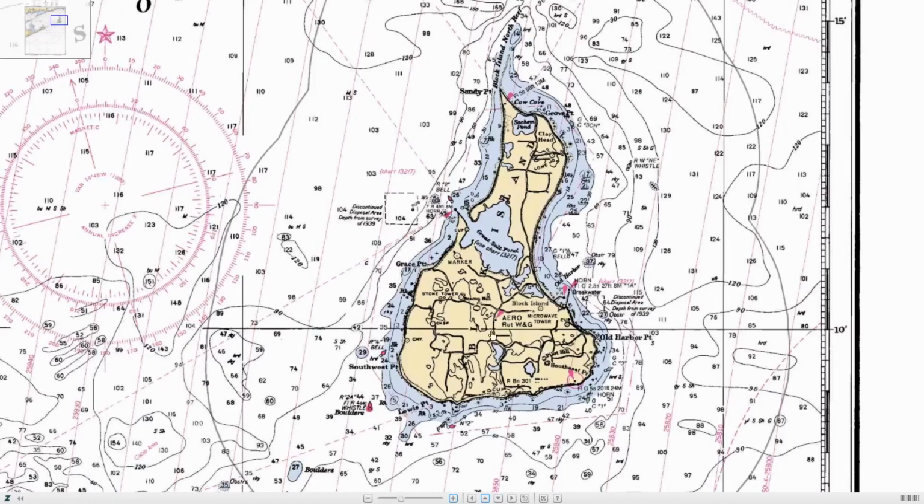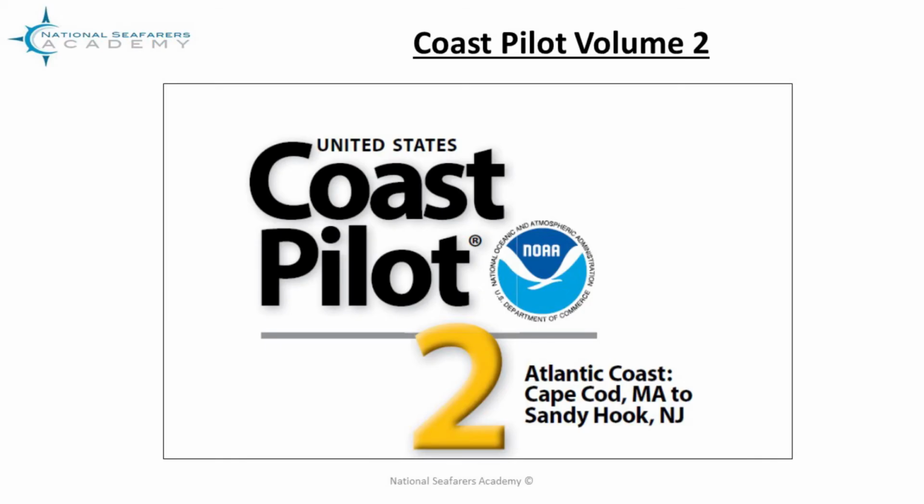Here's a zoom in of Block Island, and you can see it's labeled Block Island, and we're looking for descriptive information on the chart. Typically you don't find very detailed descriptive information about land masses and structures on the chart itself, which should be an indication that maybe there's another location to find this information. And there is. The chart can't contain all the descriptive information that we're going to need for navigating a particular area. Additional information is provided in the Coast Pilot, and specifically Coast Pilot Volume 2 for the area that we're operating in on this nautical chart.